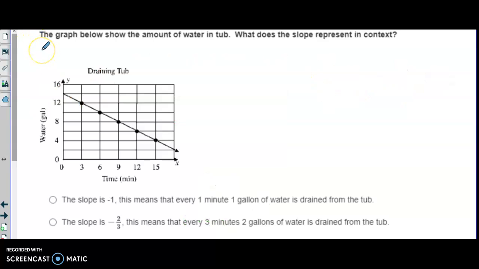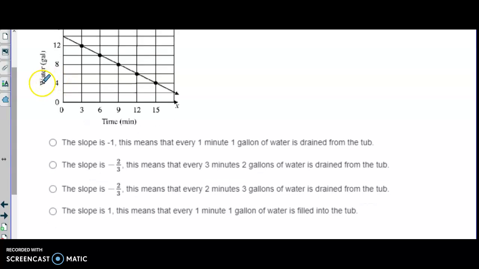All right, the graph below shows the amount of water in the tub. What does the slope represent in context? So let me scroll down a little bit. Let's see, we start with 13 gallons, and then over the course of about 18 minutes, it gets down to like 2 gallons. So the number of gallons is decreasing over time.